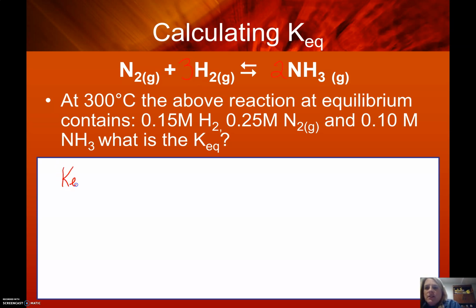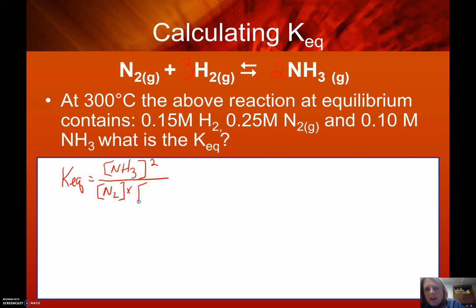So KEQ is equal to the concentration of the product. So that's our NH3 raised to the power of the coefficient, which is 2, divided by the concentrations of our reactants. So we have our nitrogen, N2. And again, we're going to multiply that. So if you want to put a little multiplication sign in there ahead of time, just so you don't forget, feel free to do that. You can just put a little X in there.